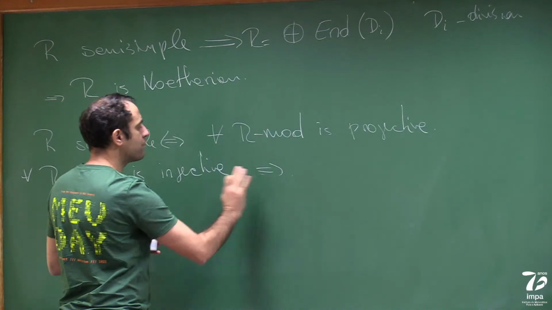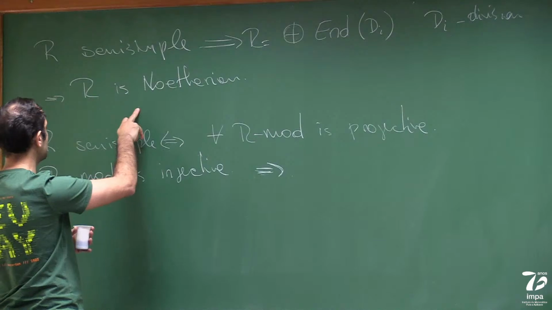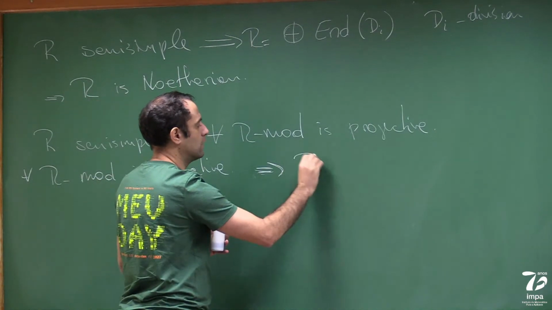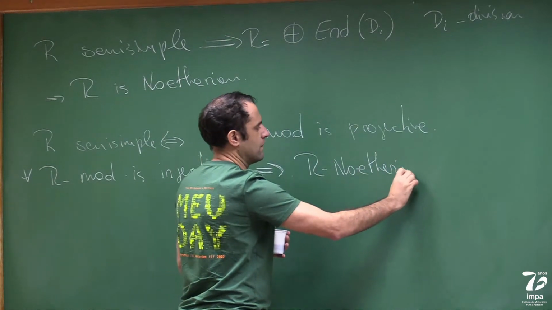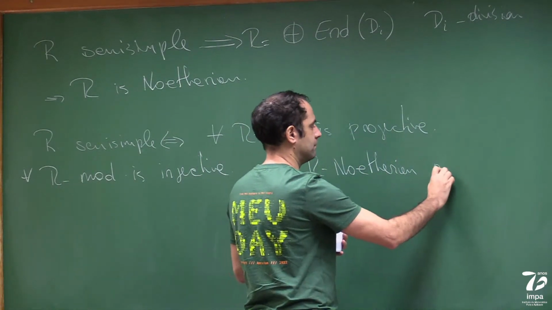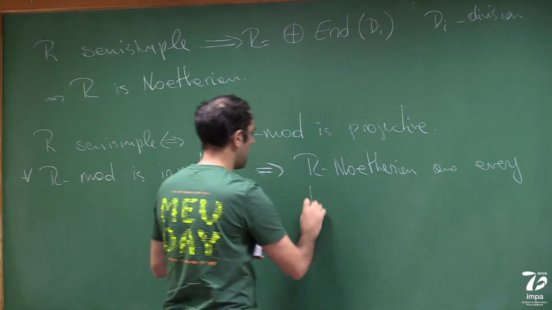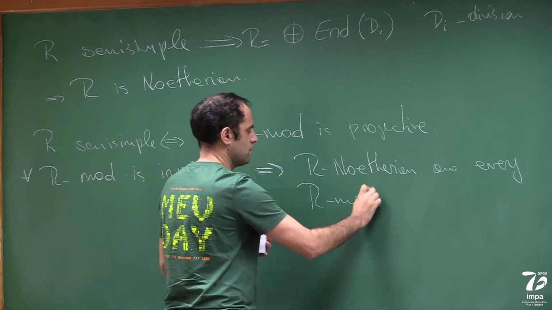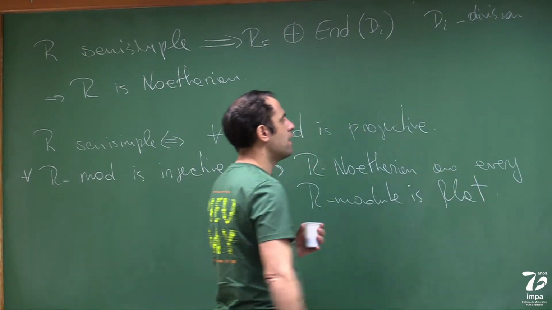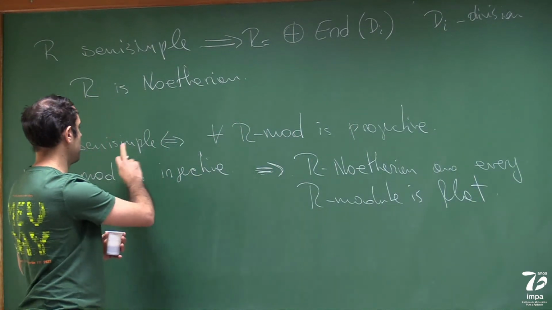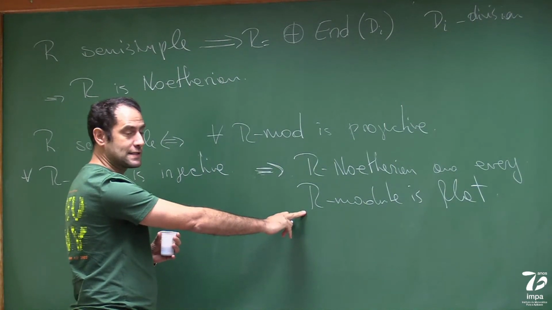And what we didn't prove is this statement. So now that we know that R is semi-simple implies that it's Noetherian, then this implies that R is Noetherian and every R module is flat. Now, of course, this implies this. So if it's semi-simple, then it is Noetherian. And if every module is projective, then in particular, they're flat.